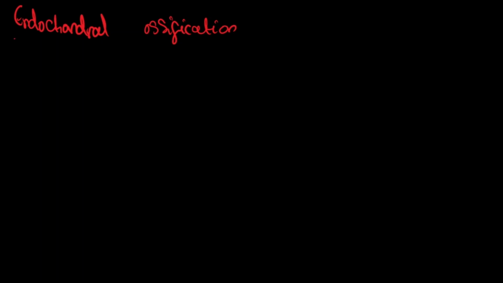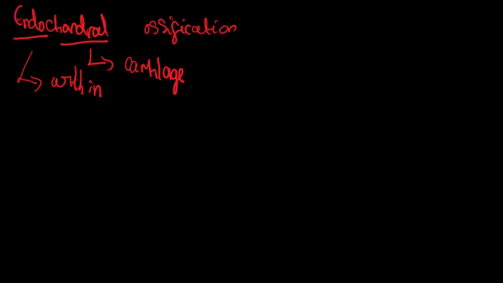Taking a look at the term, we have endo and we have chondral. Now, endo means within or inside, and chondral has to do with the cartilage. So endochondral, as a direct translation, means within cartilage. Basically what happens in endochondral ossification is that the hyaline cartilage is gradually replaced by bone, and it leads to the formation of an endochondral bone.